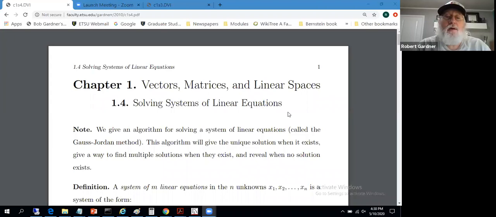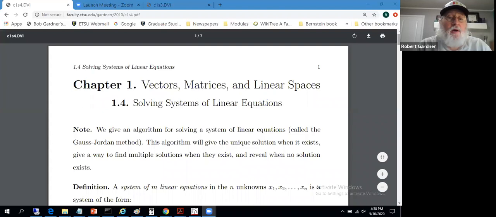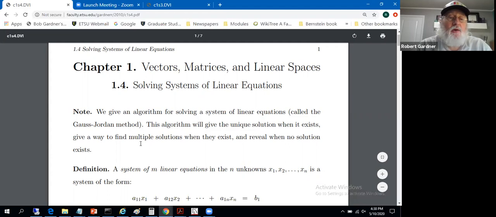All right, moving on to section 1.4. Let's look at solving systems of linear equations. So this will be our primary application of matrices. What we'll do in this section is give an algorithm for solving a system of linear equations. That algorithm is called the Gauss-Jordan method.